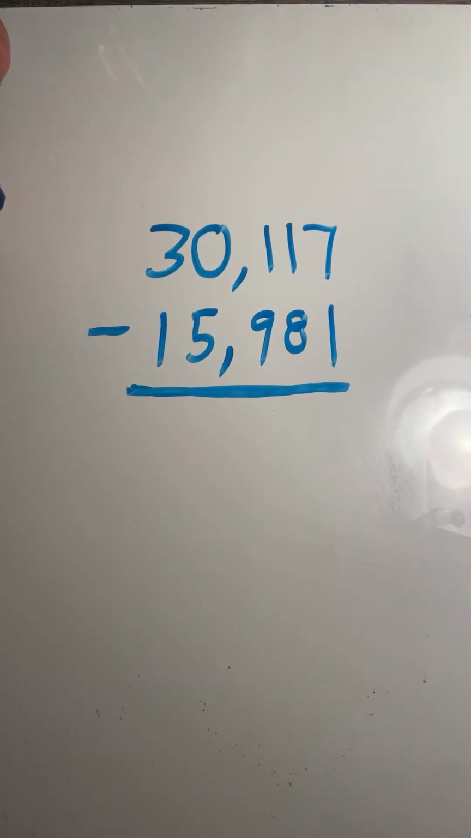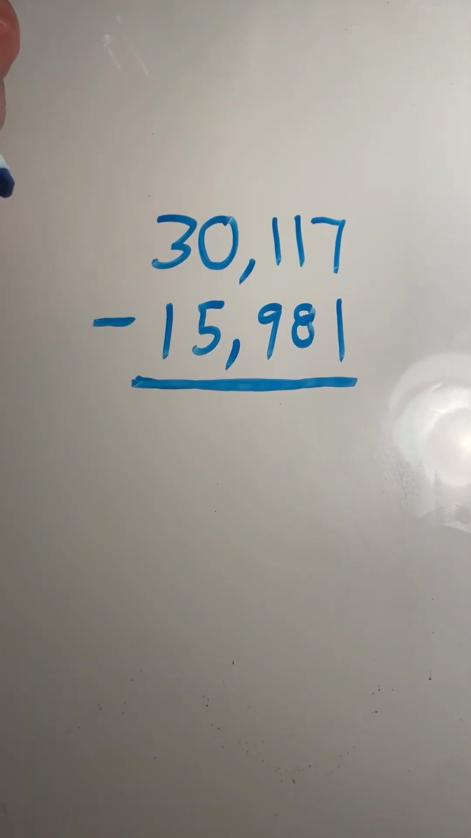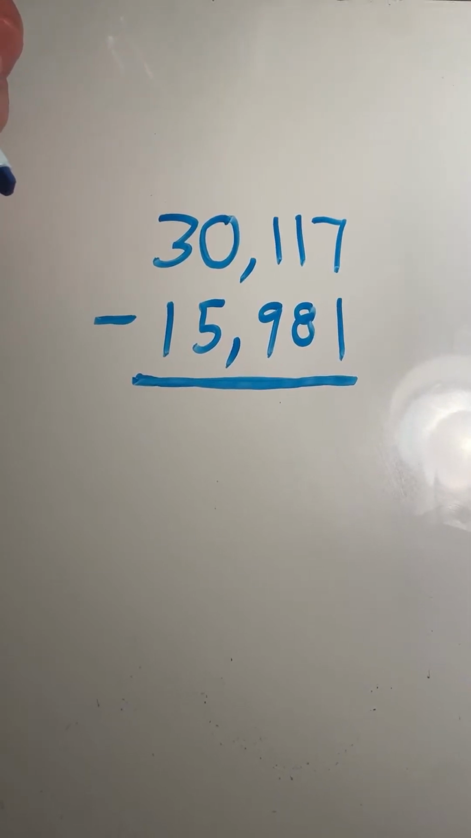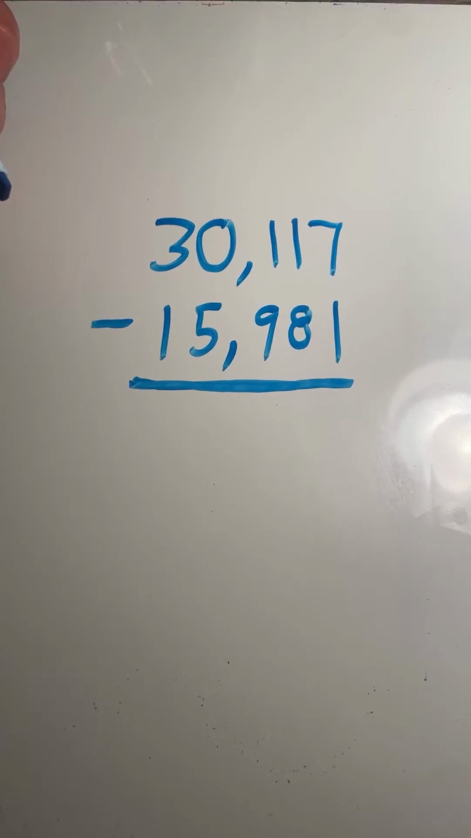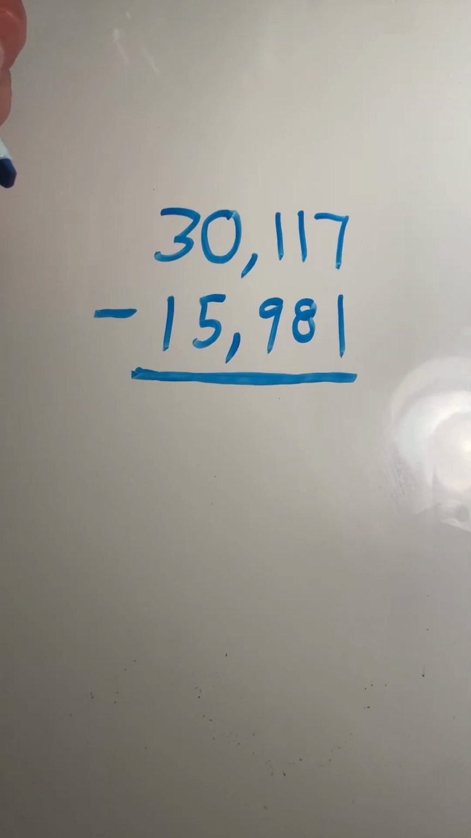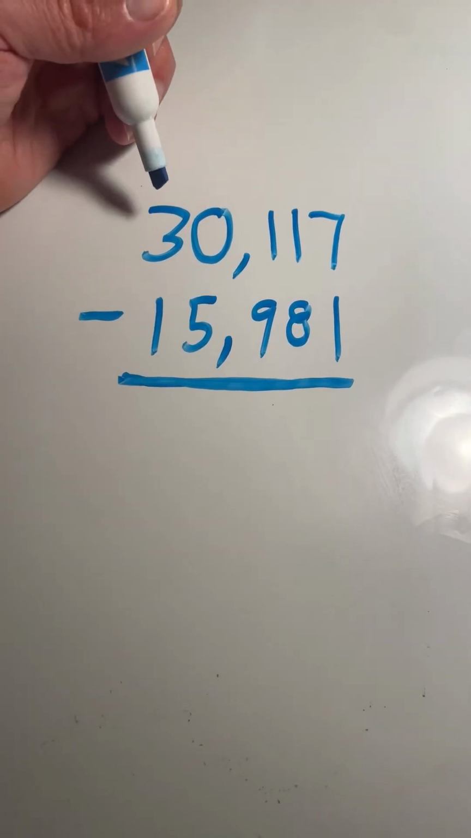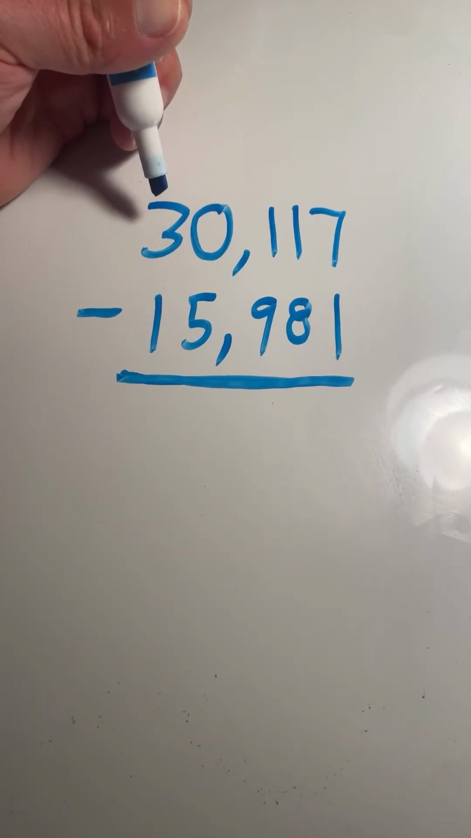Next example problem right here, 30,117 minus 15,981. So again, before we do any subtraction, we see where regrouping is needed or if it is needed. Now looking at this problem, the 10,000s place is fine.